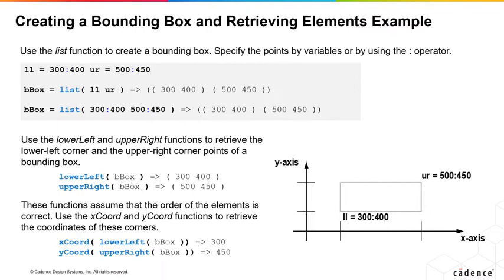One thing to note, these underneath are simply car and cadr functions, and they assume the order of the elements is correct. So if you created in SKILL some sort of a bounding box where the lower left was not the first sublist and the upper right was not the second sublist, maybe they were reversed or there were more points, these functions would not give an error. They would simply extract what they found, unless you didn't have enough points in a bounding box, for example, then it will give you an error.